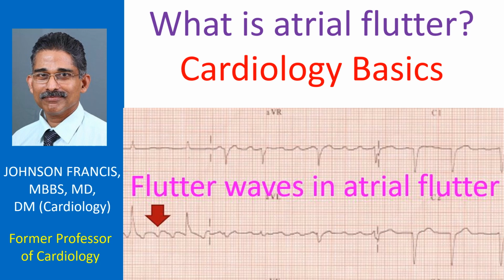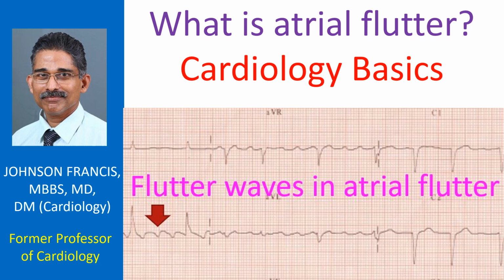Atrial flutter is a fast and organized arrhythmia originating from the atria. In this way, it is different from the commoner atrial fibrillation, which is quite fast but irregular rhythm originating from the atria. It shares the risk of thrombus formation in the atria and needs anticoagulants like atrial fibrillation.